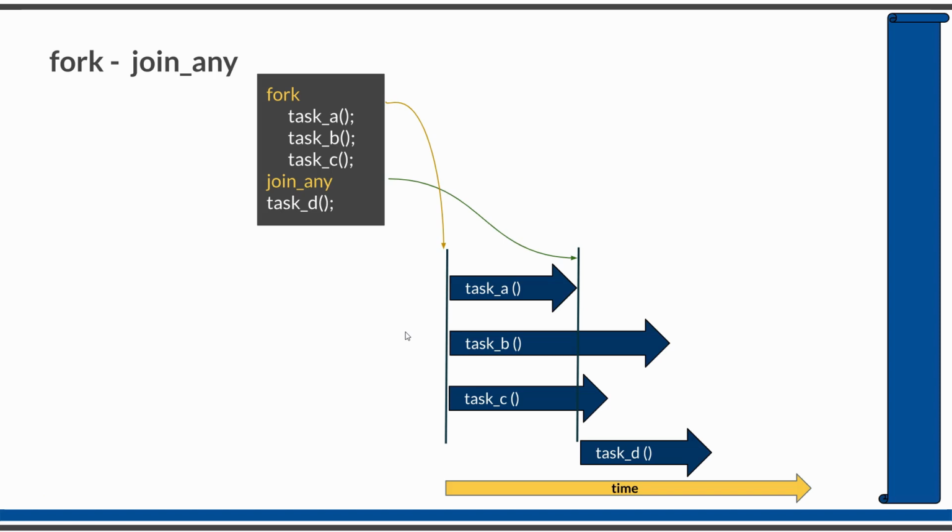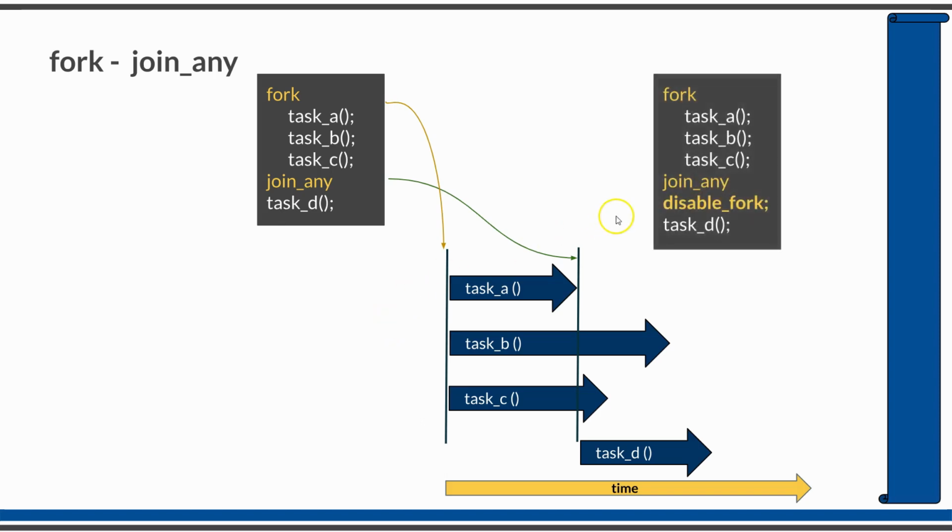Now quite often along with fork join any, you will see another construct named disable fork. So disable fork will be used to kill all the child processes that are launched by the fork. So in this example, if you're using a disable fork after the join any, what will happen is it will kill all the remaining processes that are being executed. That means this point will be reached when task A is completed, and when disable fork is executed, it will kill all the threads that were launched by this fork.